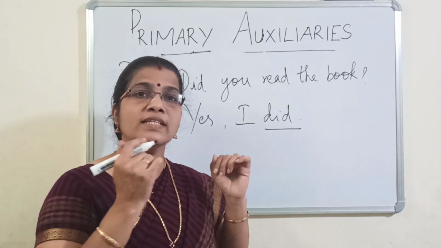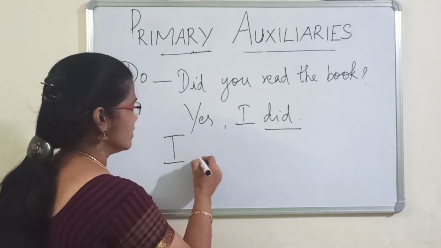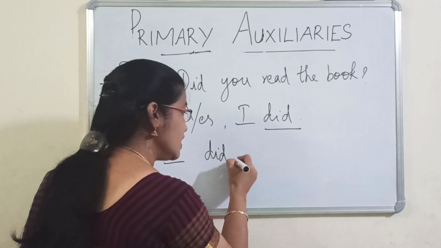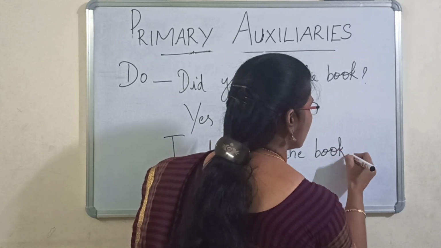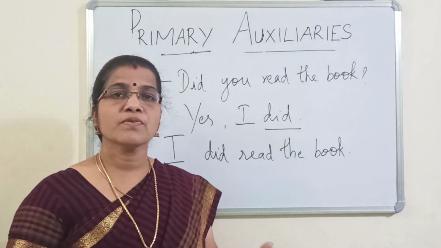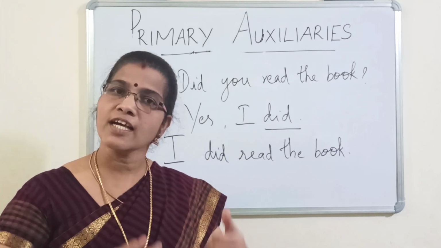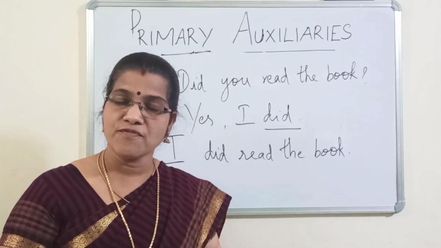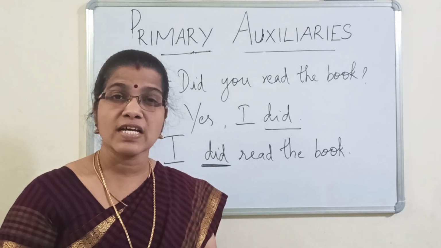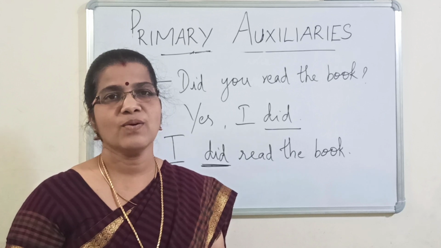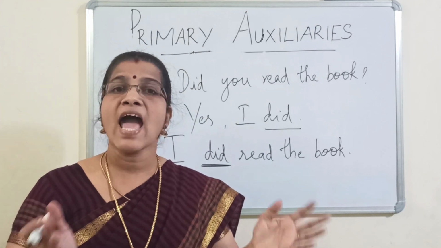Now, the next usage of do is to show emphasis. When you say, I did read the book. If somebody asks you, did you read the book? Yes, I did read the book. Meaning, you are emphasizing, I read it. So in order to give emphasis, you use did. Here you have made use of did in order to emphasize the point that you want to make. So, fine. I have covered all the different primary auxiliaries and their usage.